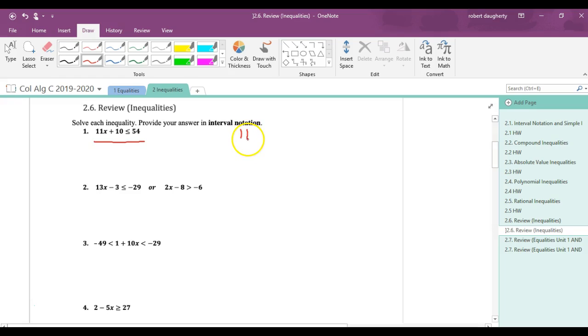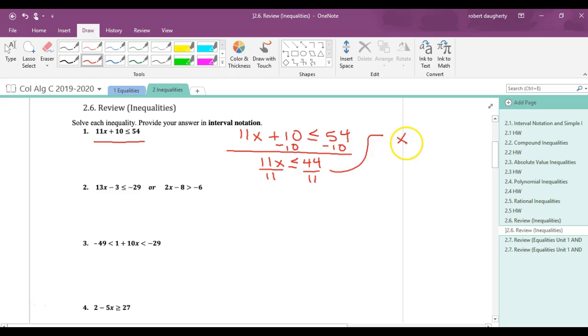So I've got 11x plus 10 less than or equal to 54. I will subtract 10 from both sides. And that's when I get 11x less than or equal to 44. I divide both sides by 11, and that gives me x less than or equal to 4.